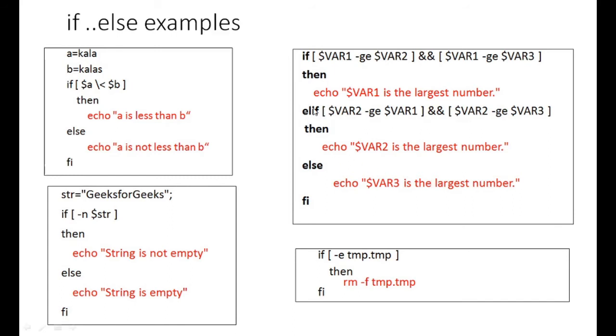Here you can see that I'm nesting the else if. So the syntax will be elif, and the if condition must definitely be terminated by fi. This is to check whether that file exists. -e temp.temp. If it is existing, then I'm just removing that.